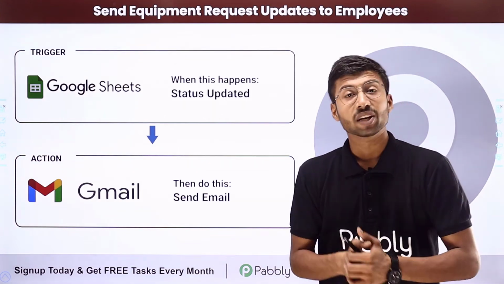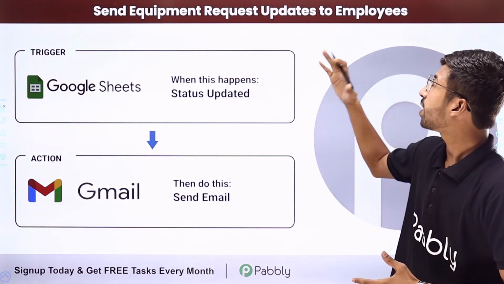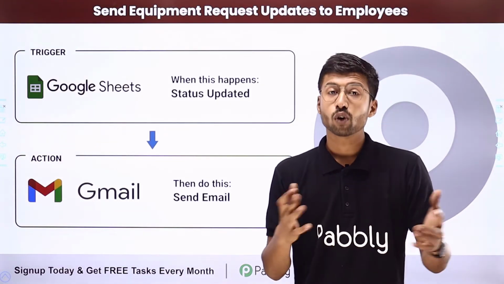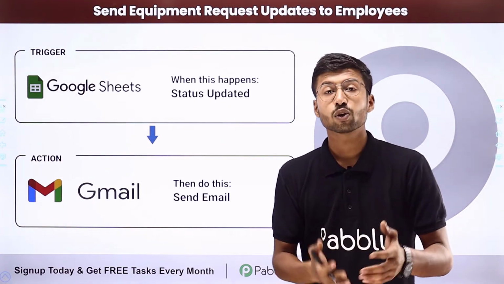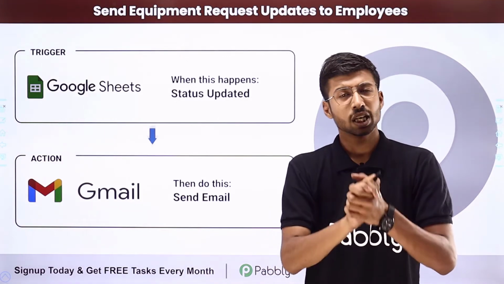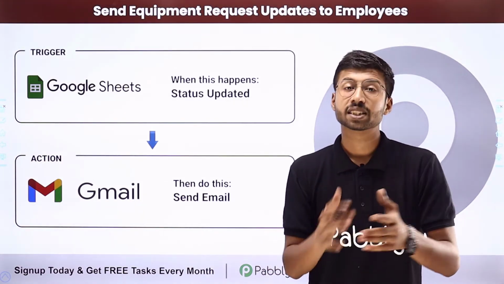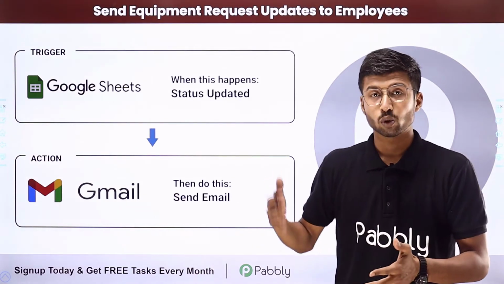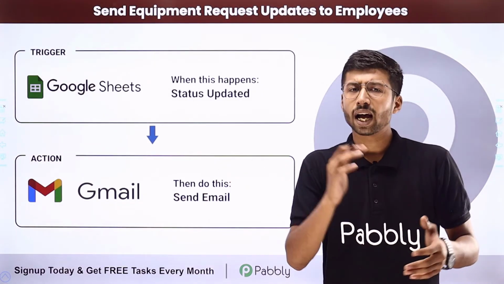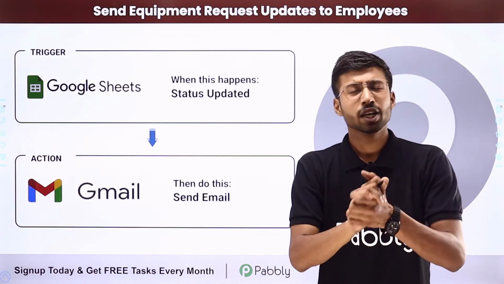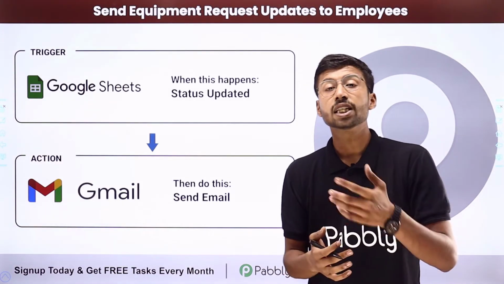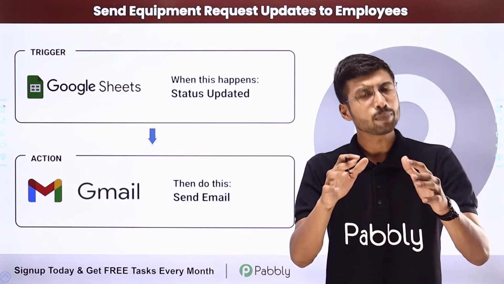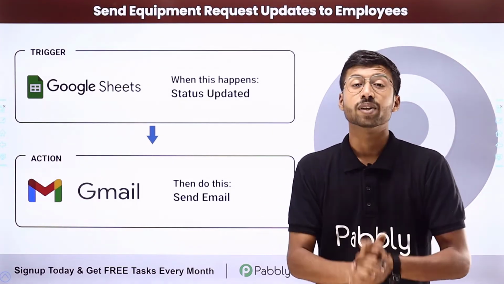So in this video, we will learn how to send equipment request updates to employees. So guys, suppose you have created some kind of online form to take the request for the new equipment from your team members. So whenever your team members require something, they fill up the form and submit it. And you want that whenever your logistics team or backend team work on that requirement and update the status of that requirement, you want to send those new updates to the team members or your employees who have made the request. So let me tell you, you can completely automate this process.